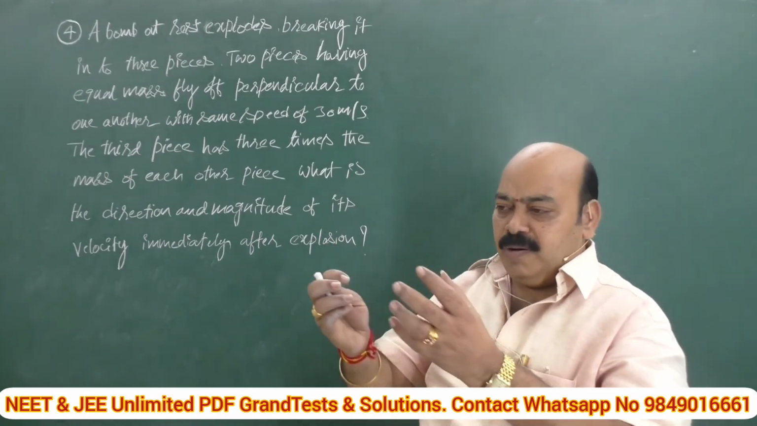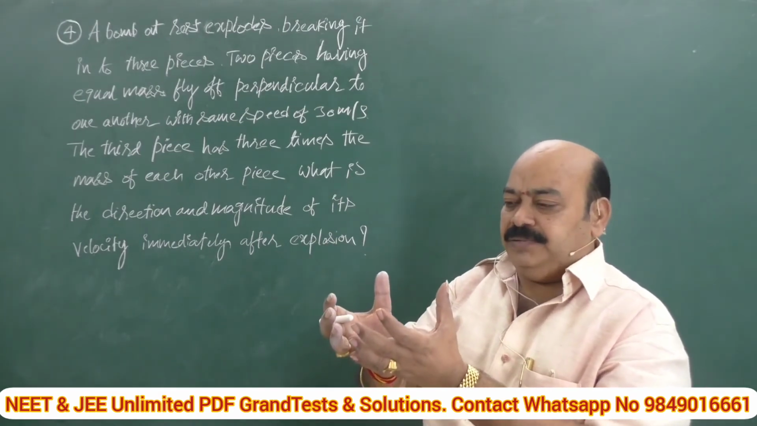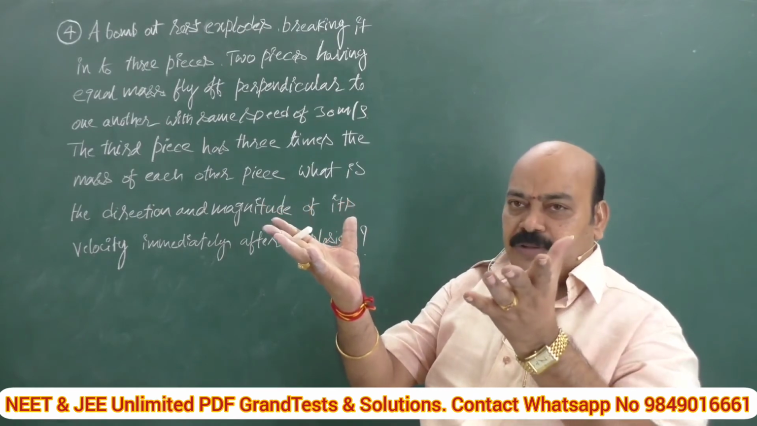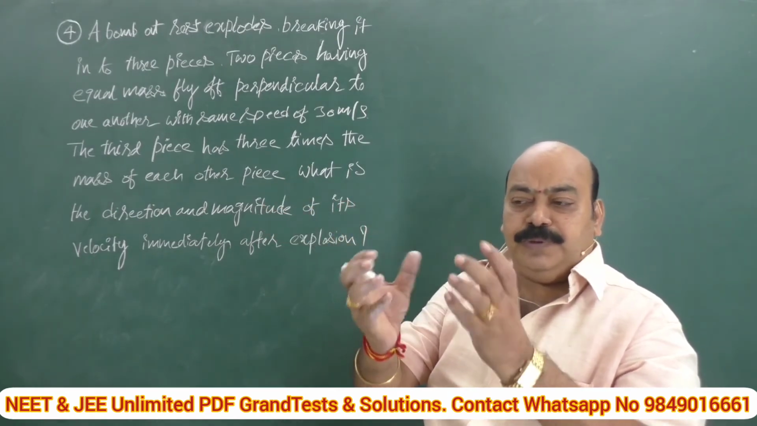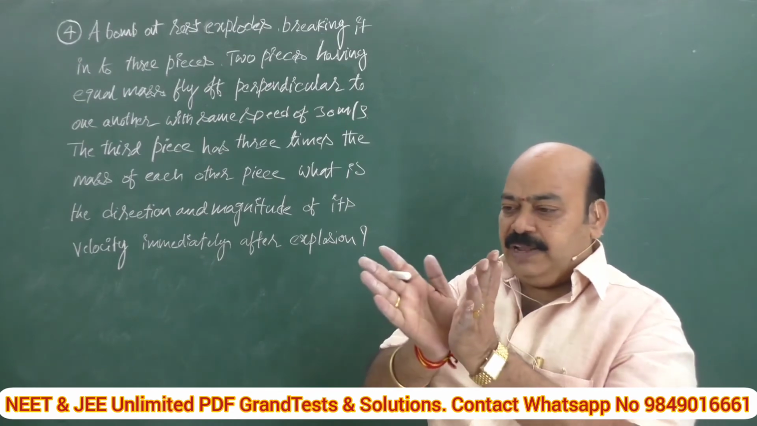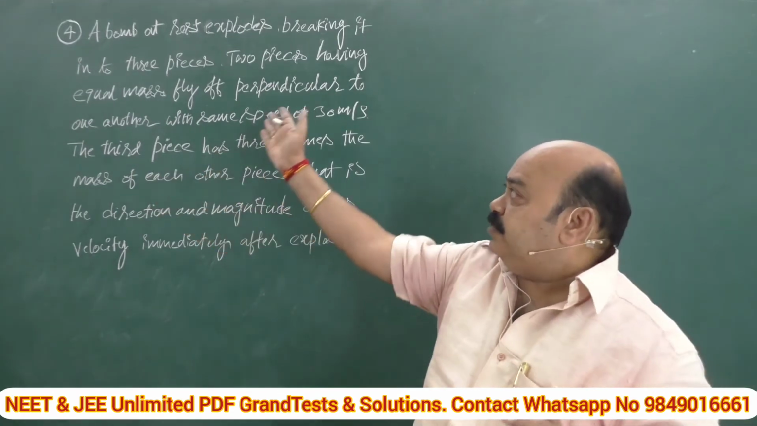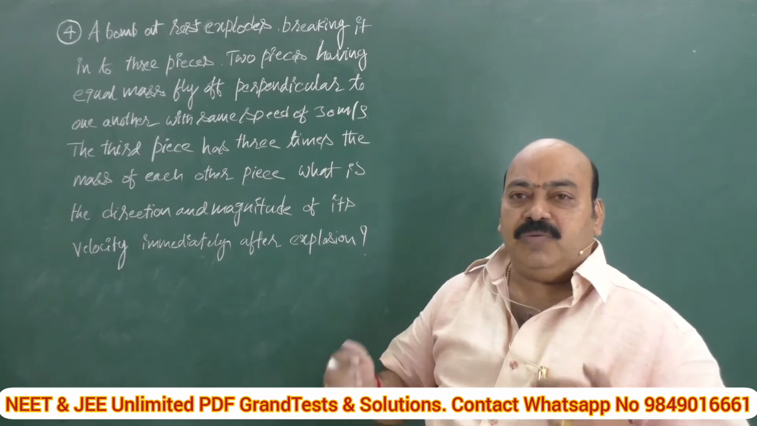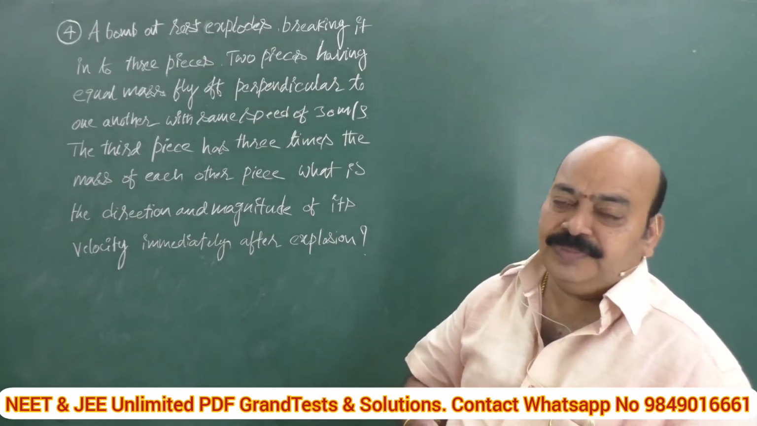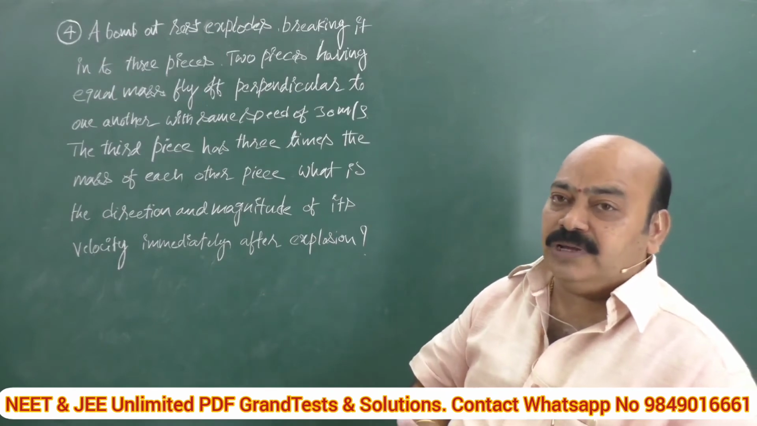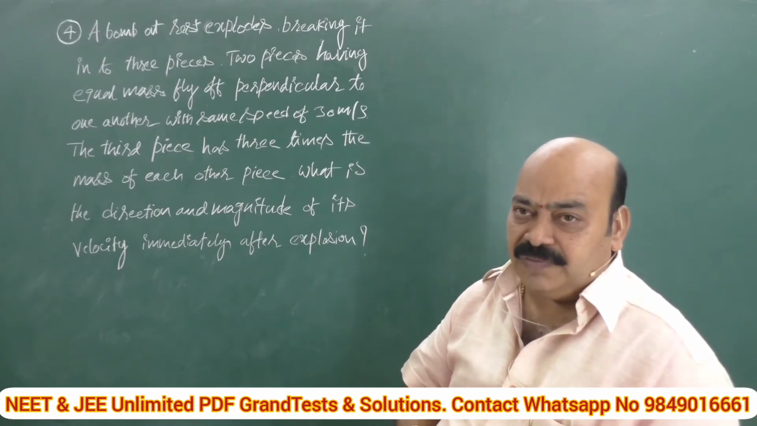A bomb, initially at rest, explodes and breaks into 3 pieces. Information about 2 pieces was given: they fly off mutually perpendicular with a certain velocity. Now our job is to find out what about the third one. How? Making use of the law of conservation of momentum.